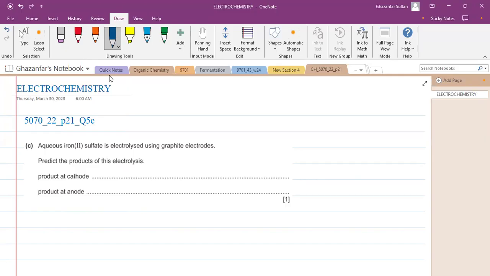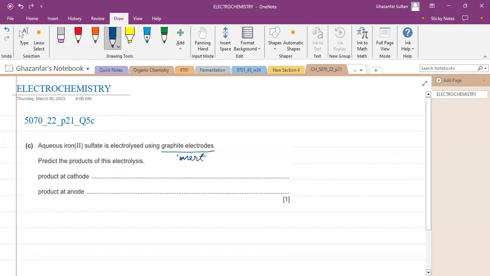Now we are solving some of the questions from electrochemistry. This is from 5070 year 2022, paper 21, question number 5C. What they're asking is: the aqueous iron(II) sulfate is electrolyzed using graphite electrodes. So first of all, you should notice that the electrode is an inert electrode.